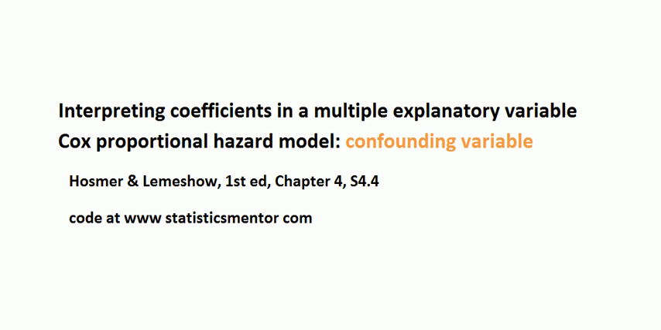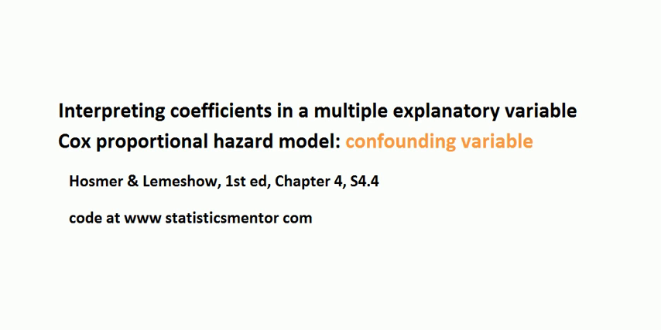Hi, in a previous video I did some days ago, we looked at interpreting coefficients in a Cox proportional hazard model where the only explanatory variables were categorical. In this video, we're going to be looking at interpreting coefficients where we have multiple explanatory variables, meaning that we think there is more than one variable that affects survival time, and we put those variables into the model. Specifically, we're going to be focusing on confounding variables.